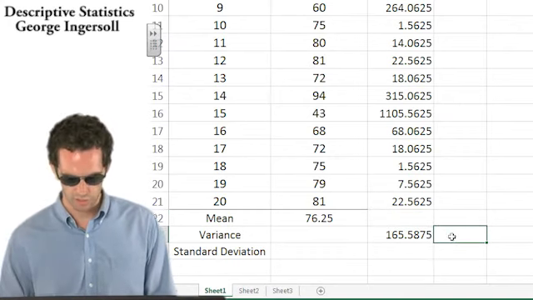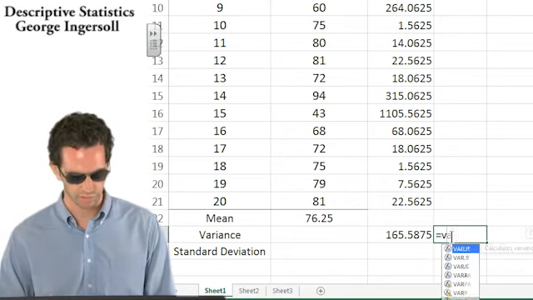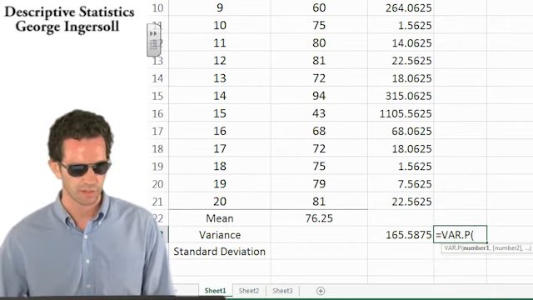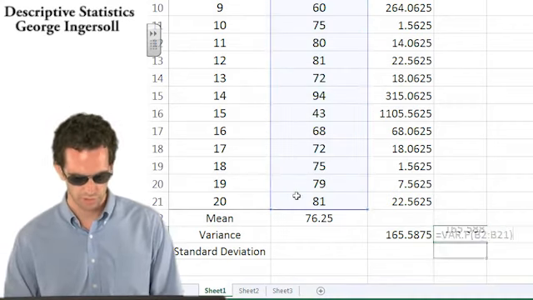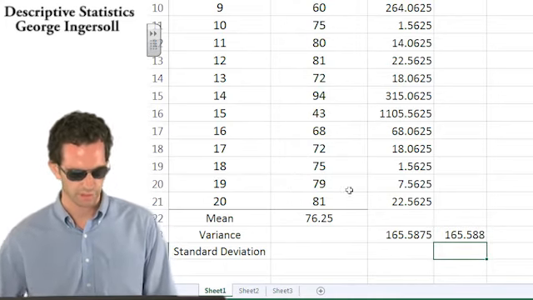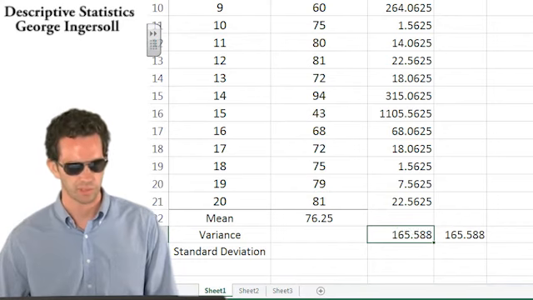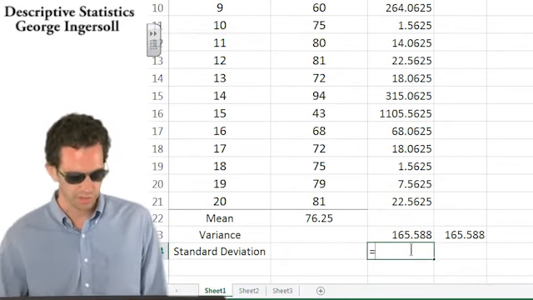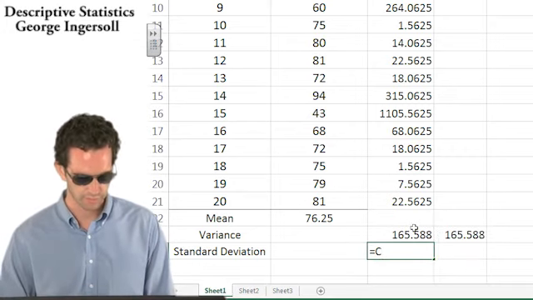Let's just use Excel to double check our work. I'm going to write equals variance. I'm going to treat this like a population, as I said. Variance of all those quiz scores. Lovely. That's actually the same value. We just had one more decimal place. Beautiful. And the standard deviation is just going to be the square root of the variance.